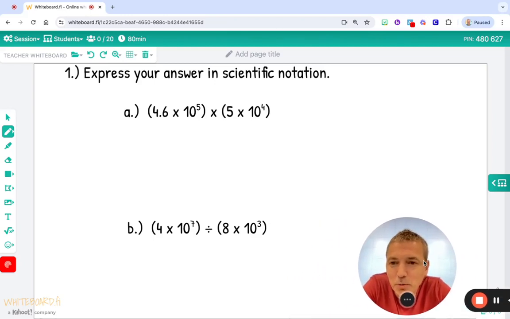Hey guys, let's answer question number 1. Express your answer in scientific notation. 4.6 times 10 to the 5th times 5 times 10 to the 4th. So we can multiply the two front numbers, right?